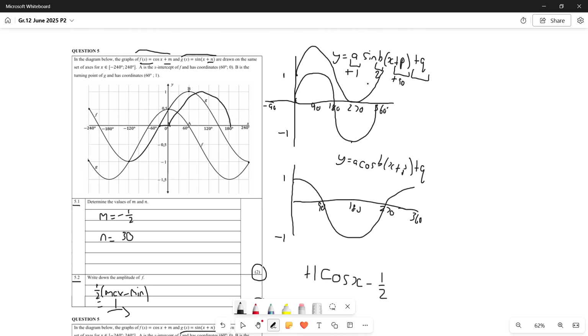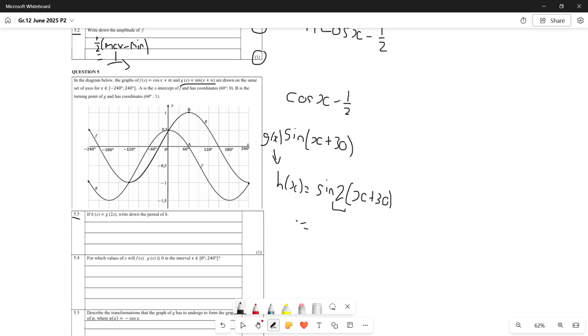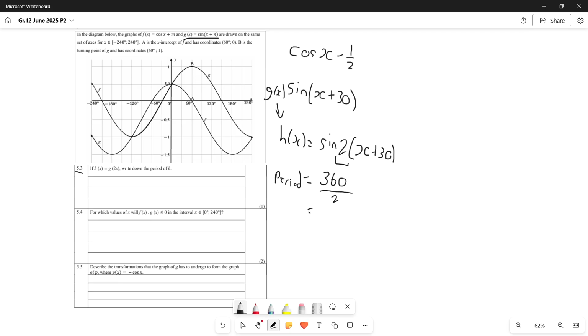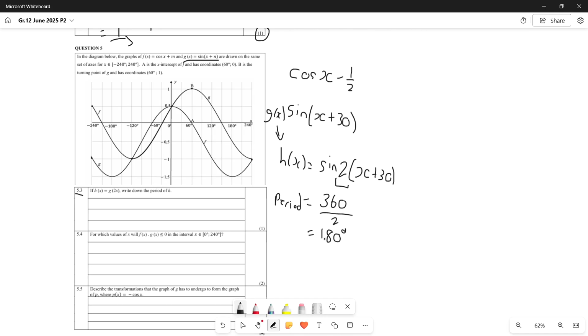A reminder that our period is usually 360 degrees when our number for b is 1. But now we have a 2 here, which means for our period, we have to go 360, which is the usual period for a sine graph, divided by 2, this value they added here that affects the period, which means that our period then equals 180 degrees, which means this graph is going to occur in double the time and we're going to get a crest and a trough in 180 degrees instead of in 360 degrees.